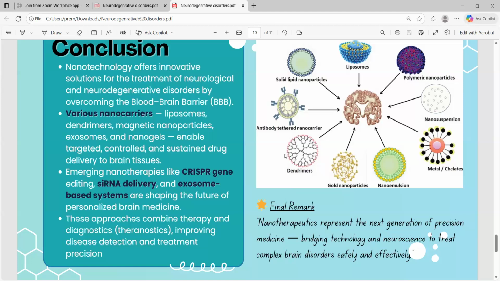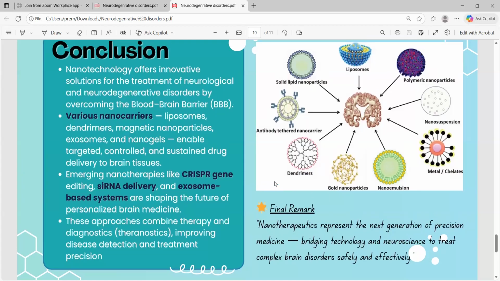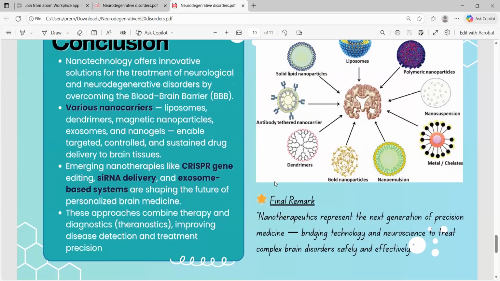Compared with conventional drug therapies, these nanoparticles or nanotherapies are good as far as toxicity is concerned. What do you think about that? So these also cause toxicity, but these are good.